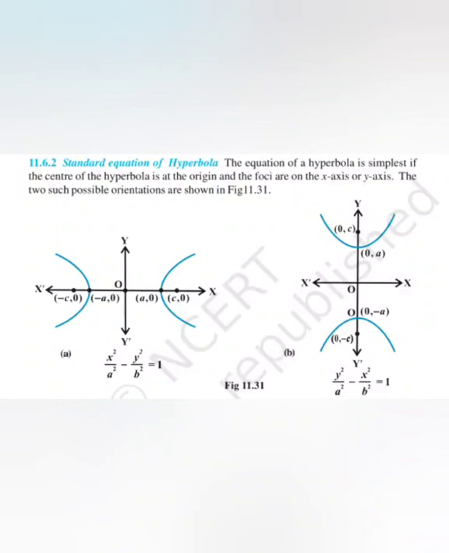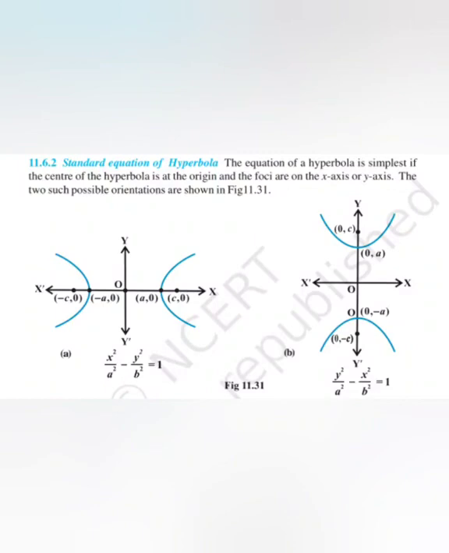Also, if the length of the transverse axis is equal to the length of the conjugate axis, that is a is equal to b, then the hyperbola is called an equilateral hyperbola. So when a is equal to b, we call the hyperbola an equilateral hyperbola.